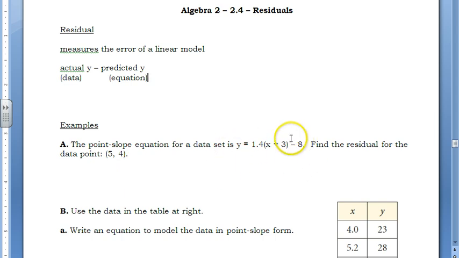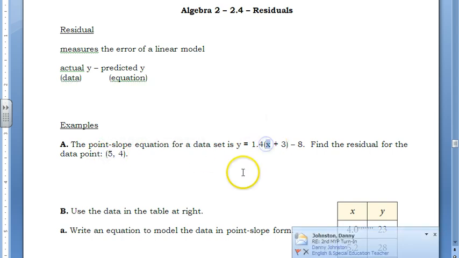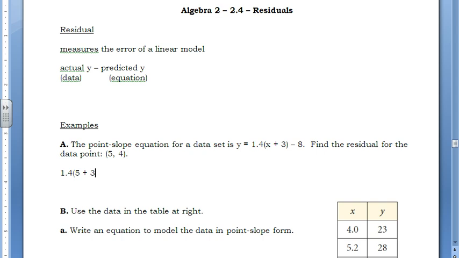We have this equation here, and it's modeling a data set. We know that (5, 4) is a true point of the data. 5 is x, 4 is y. So I'm going to take this 5 and put it in for x. So 1.4 times 5 plus 3 minus 8, I get 3.2. So based on my equation, it's predicting y to be 3.2.